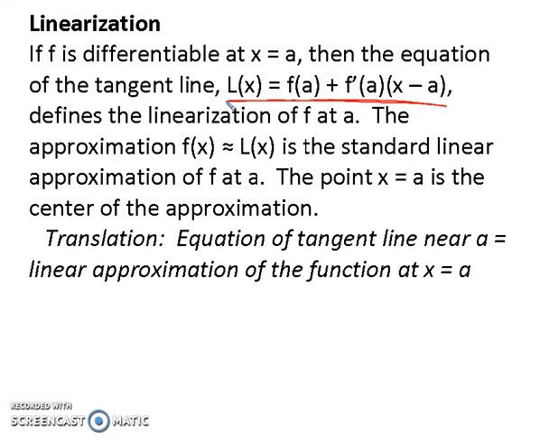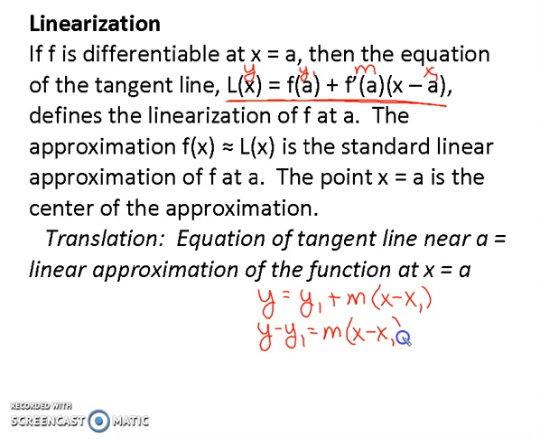Now, if I take that and make this y, y1, m, x, x1, that makes that equation y equals y sub 1 plus m times x minus x sub 1. Or y minus y sub 1 equals m times x minus x sub 1. This is the formula we've been using. That's point slope form that we've been using to write equations of tangent lines for months now. So this L of x form is the exact same thing as coming up with the equation of the tangent line to do these linearizations. So that's how we're going to do it.